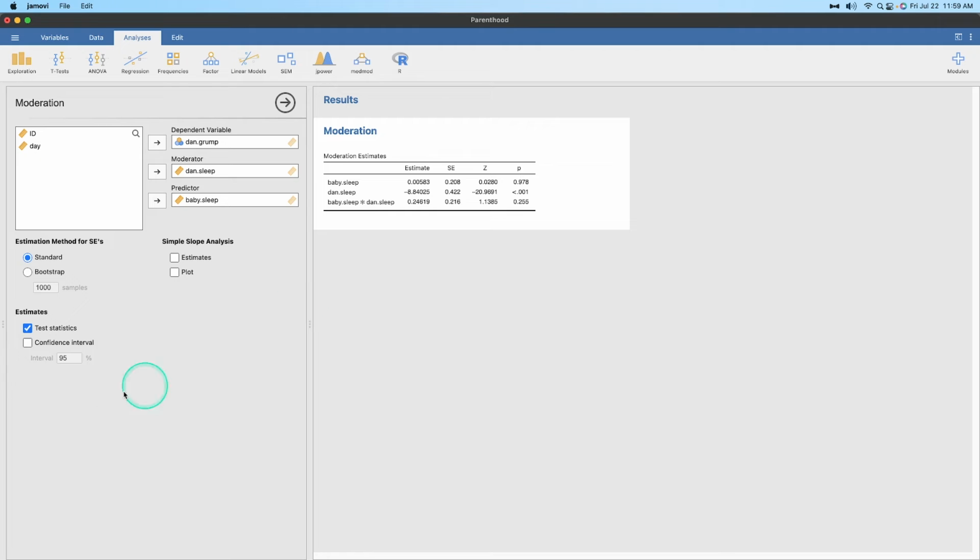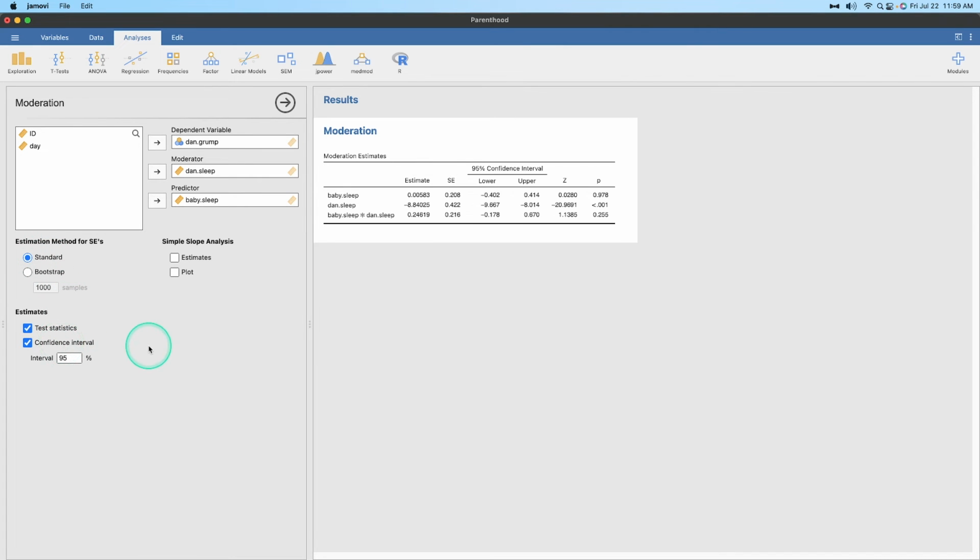And it's going to give us our basic test statistics using the standard estimation method for standard errors, right? Which is what this Z statistic is based on, okay? I also realized I did not do a bootstrap in the previous mediation, so we'll do a bootstrap toward the end of this video, I promise.